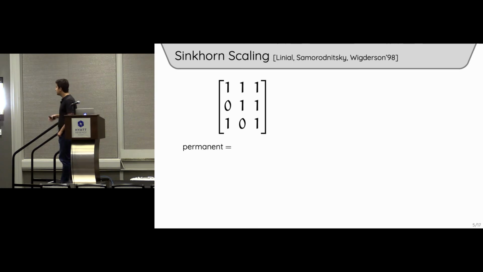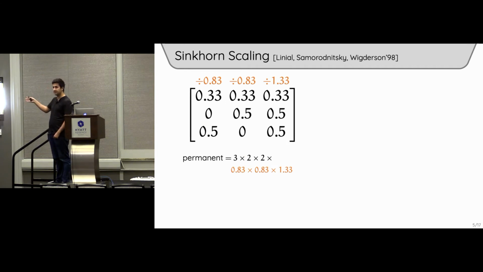To do this, let me start with the earlier algorithm of Linial, Samorodnitsky, and Wigderson, which was by matrix scaling. Assume you want to approximate the permanent of this matrix. If I multiply the rows or columns of this matrix by some number, the same multiplication happens to the permanent. So one thing you can do is divide the rows by the row sums to make the row sums 1. If you do this, the permanent basically gets reduced by the product of the row scalings that you're doing. So you get a new matrix whose row sums are 1.